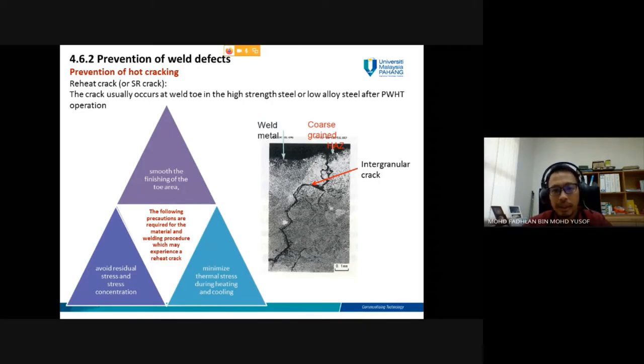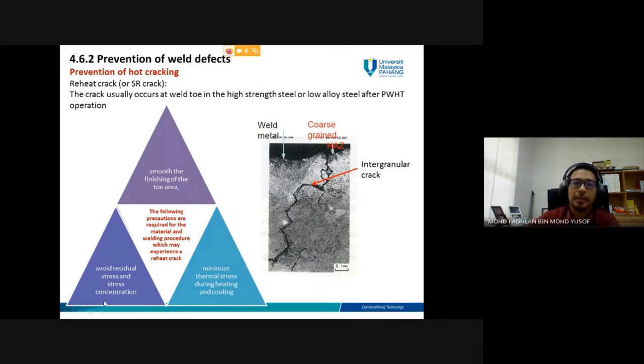Kalau kita tengok di sini, the following precautions are required for the material and welding procedure which may experience the reheat crack. Kalau kita tengok apa itu reheat crack, which is the crack that usually occur at weld toe in the high strength steel or low alloy steel after post weld heat treatment operation. Okay. So, precaution that required is to smooth the finishing of the toe area, minimize the thermal stress during heating and cooling, and also avoid residual stress and stress concentration.